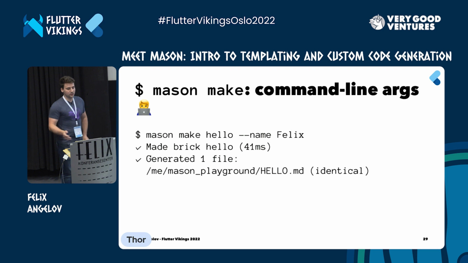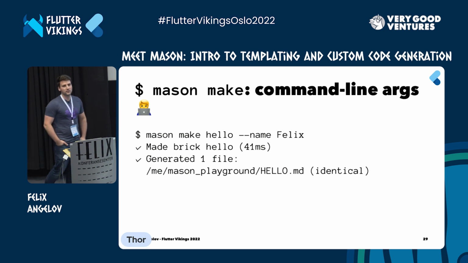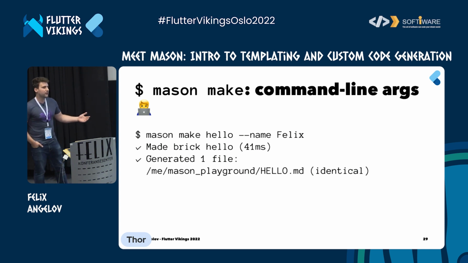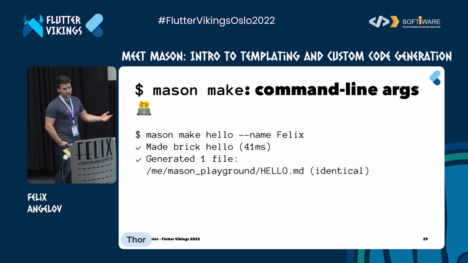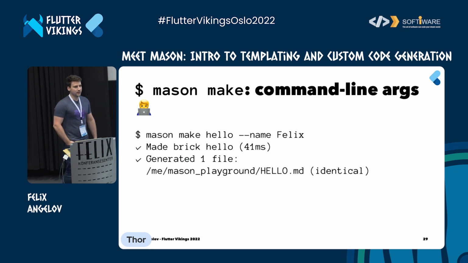One thing to note is you're not limited to just being prompted for variables. So you can also specify command line args for those variables. For example, if you're running this in a CI environment and you already know ahead of time the variables that the template needs, you don't have to resort to the prompting. You can specify --name Felix, run mason make again, and it will just generate the identical output. In this case, it's telling me it's identical down below because there are no changes.